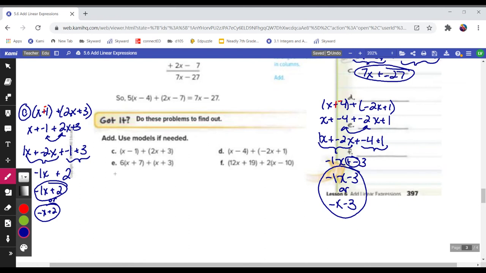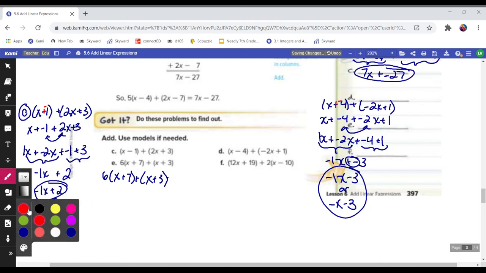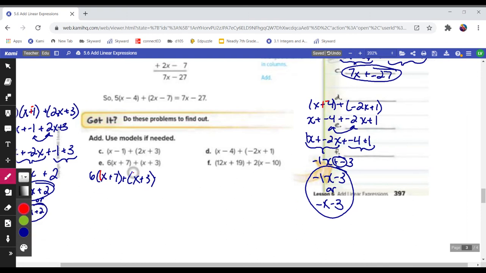Letter E. We have 6 times the quantity x plus 7 plus the quantity x plus 3. If you want, you can add a 1 in front of both x's, if that helps you. First expression, I'm going to distribute a 6 to both terms. So that's 6 times 1x plus 6 times 7. I'm going to keep simplifying until I can't anymore. So this becomes 6x plus 42. Now I can't, so I'm going to move to the other expression.